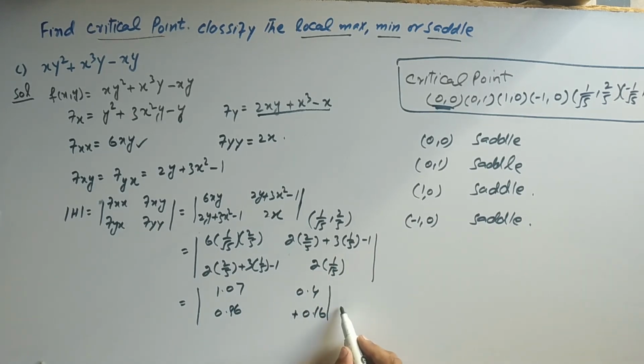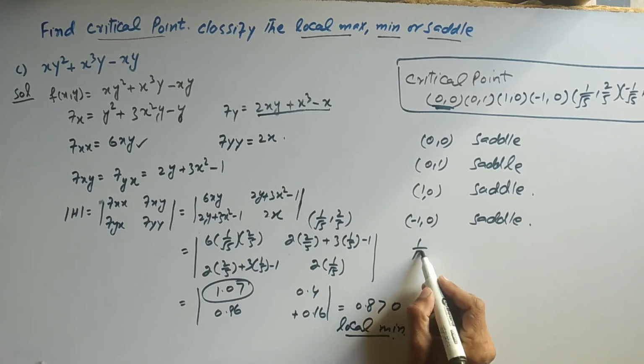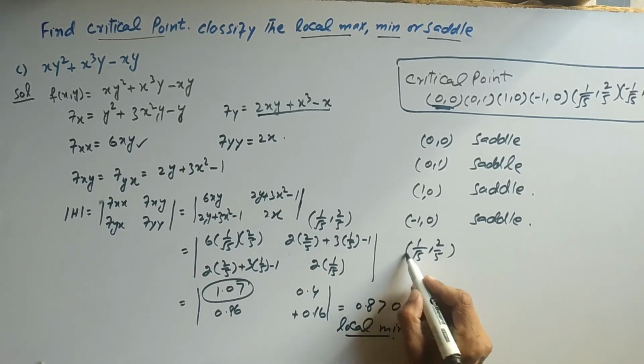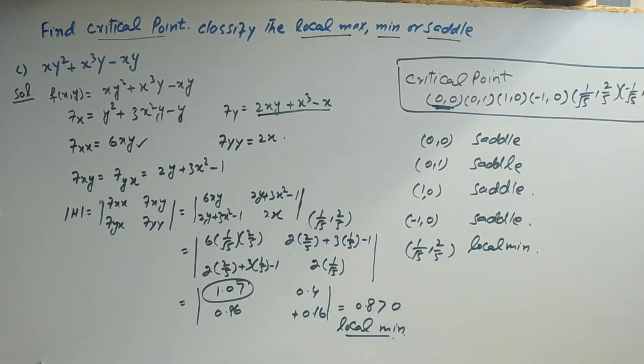So when we solve this determinant, the answer is 0.8, which is greater than 0. And look at this, the leading minor is also greater than 0, and the determinant is also greater than 0, so it becomes a local minimum. So 1 over root 5, 2 by 5, that is a local minimum. The last value you can calculate yourselves. This will be the question of critical points.